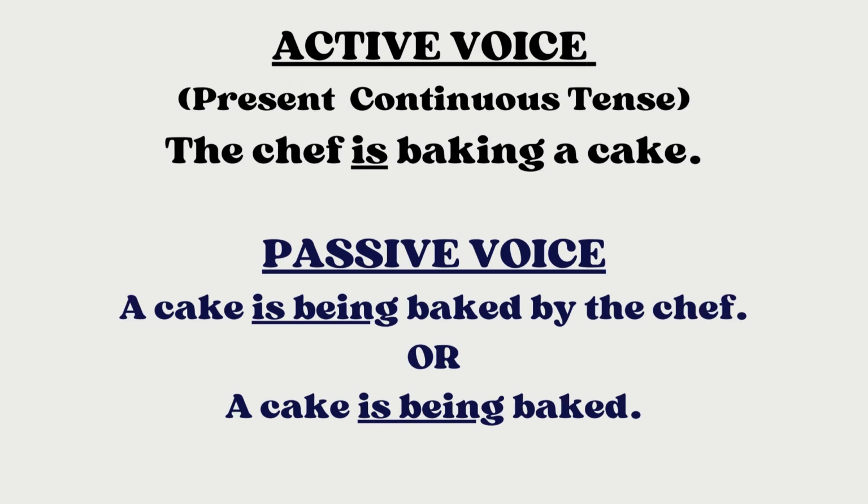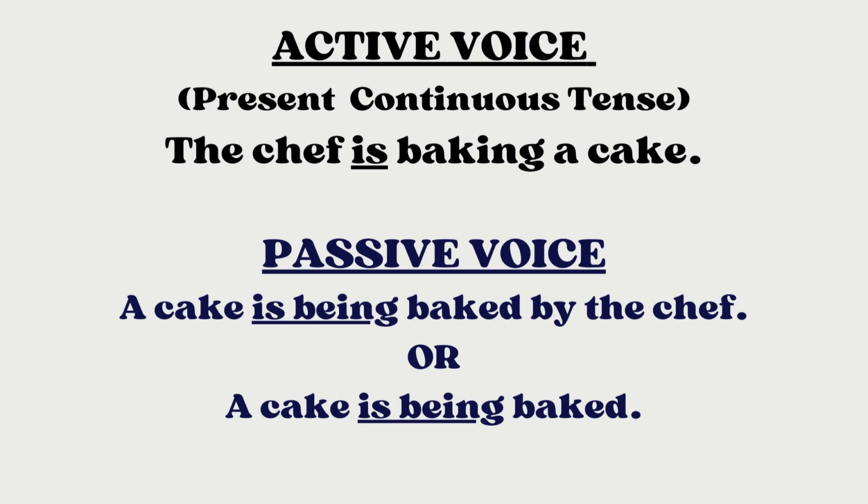Let's take a look at a sentence in the present continuous. The chef is baking a cake. We have the subject, the chef. If you notice, there are two verbs here. The auxiliary verb is and the main verb baking. In the passive form, the sentence would look like this. A cake is being baked by the chef. In addition to the verb is, we need to add the auxiliary verb being, which is the present continuous form of the verb be.